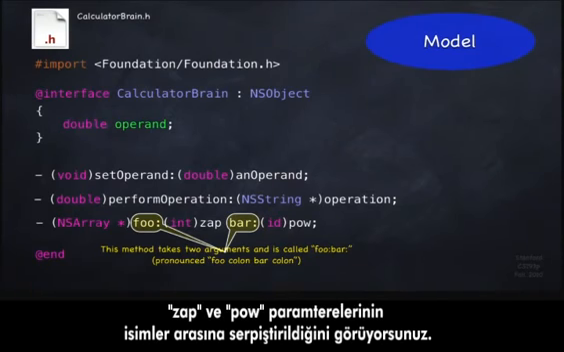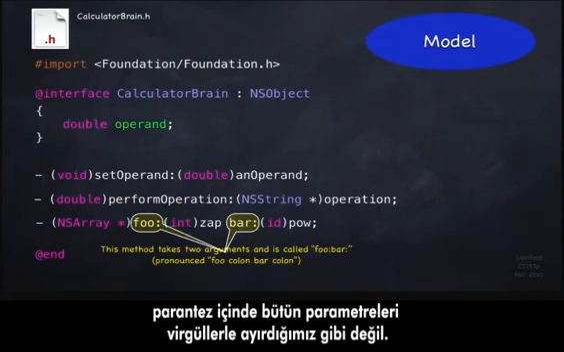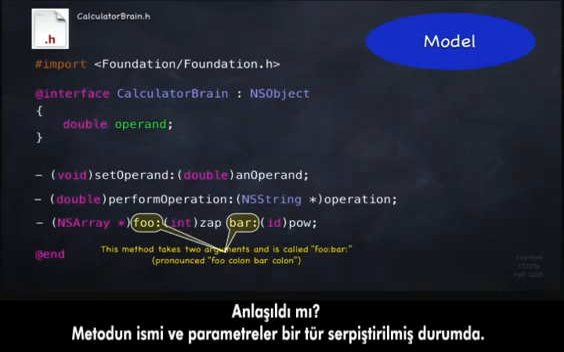And the first argument, notice that the arguments like zap and pow are interspersed between the names. It's not like Java or C++ where you have the long name of the method and then open parentheses and then all the arguments separated by commas. Okay, the name of the method and the arguments are kind of interspersed.